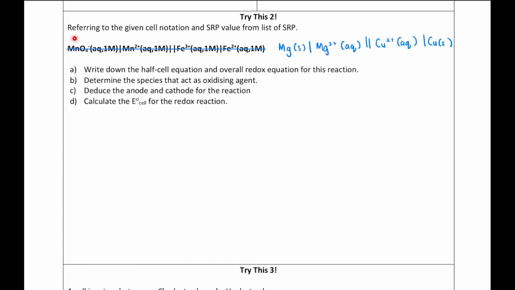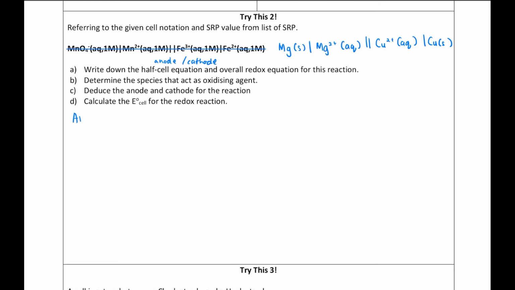But for try this two, cross out this cell notation. Okay, saya ganti dengan cell notation baru sebab sini kalau kamu perasan dua-dua reduction. Okay, so salah. So kita pakai this one. Okay, alright, so from this new cell notation, write down the half cell equation and overall redox equation for this reaction. Okay, so half cell equation here means equation for anode and equation for cathode lah. Okay, and then combine the two equation to form overall redox.